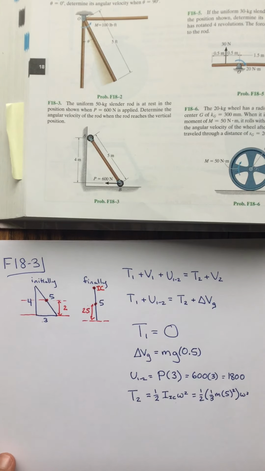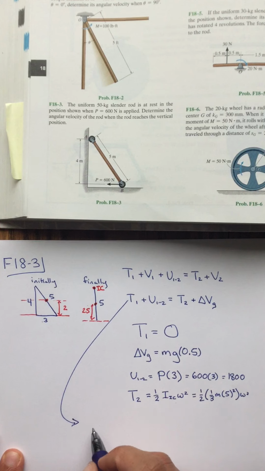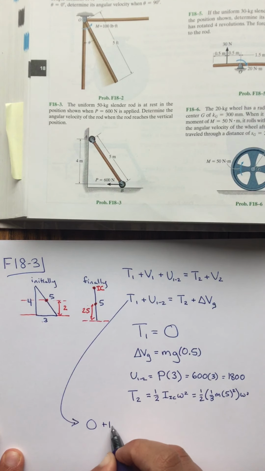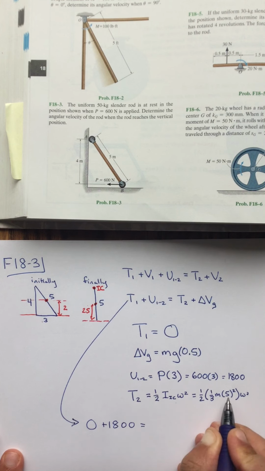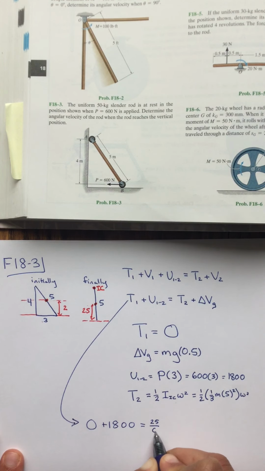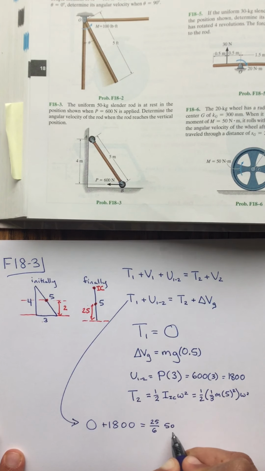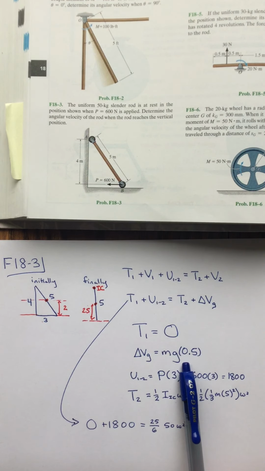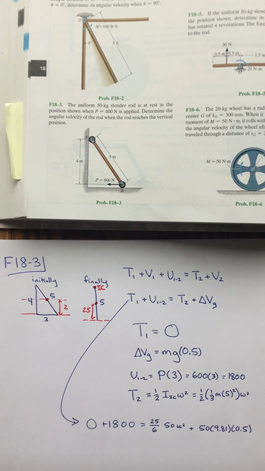So now we should have everything that we need, and we can plug it into our equation here. T1 is equal to 0. The work is equal to 1,800. T2 is equal to 1/2 times 1/3. That's 1/6. 5 squared is 25, so that's 25 divided by 6, times 50 for the mass, times omega squared, plus the change in gravitational potential energy. M is 50, g is 9.81, and the change in height is 0.5.